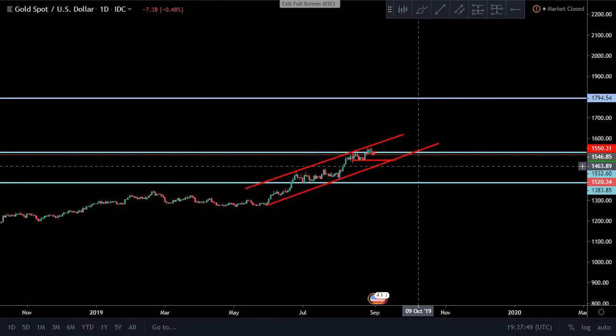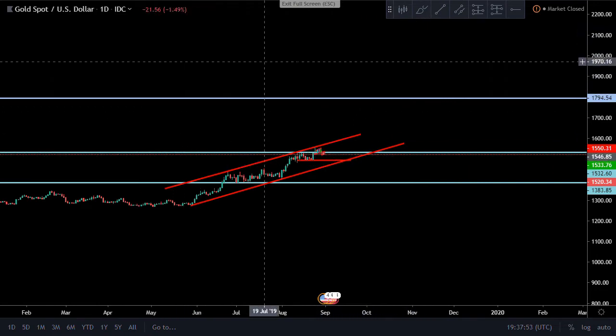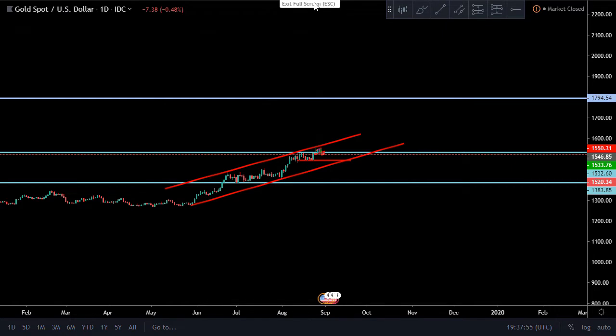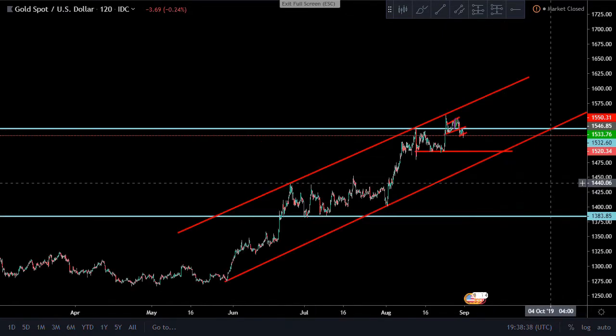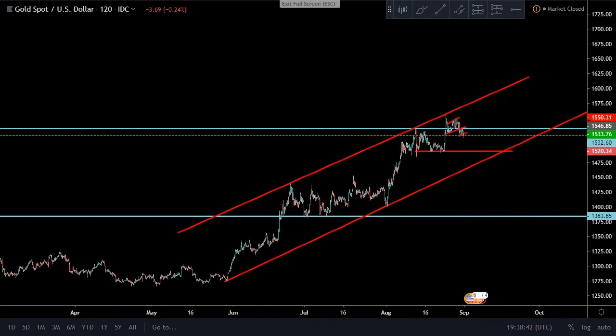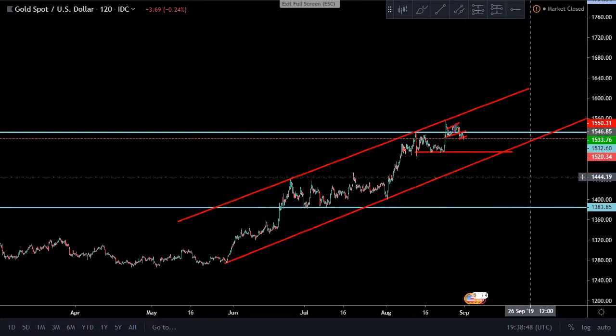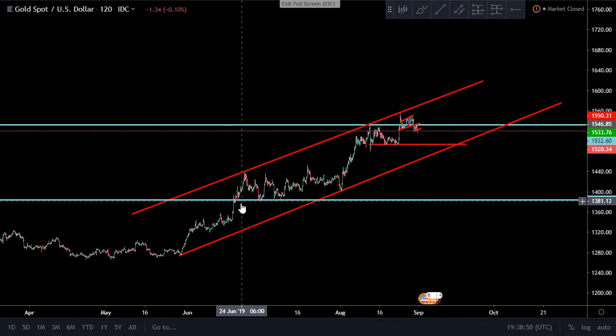So I'm just going to zoom it in to go on a smaller time frame. This is a daily time frame. I just want to see on a smaller time frame what we are looking for, since I want to give emphasis on this channel. Zoomed it into the 2 hour time frame.